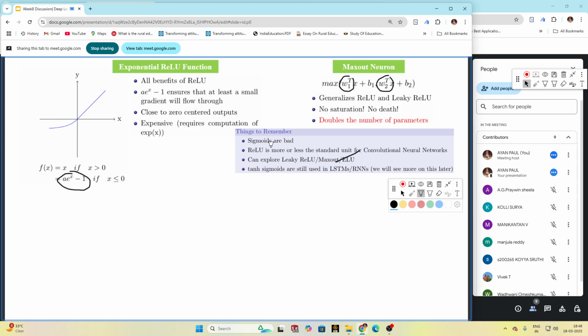Sigmoid is bad because it has the problem of vanishing gradient, it is not zero centered, as well as it is expensive. Then we came out with ReLU, but ReLU has a problem in the negative region, because in the negative region our neuron will be dead in case of ReLU. Then we can come up with leaky ReLU, or even you can use the maxout neuron. But the disadvantage of the maxout neuron is that we are increasing the number of parameters, because we are using two types of weights here. So this is the problem of the maxout neuron. So this is the summary of all these activation functions.